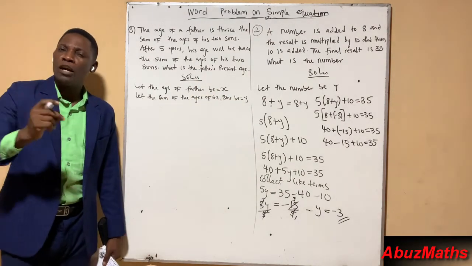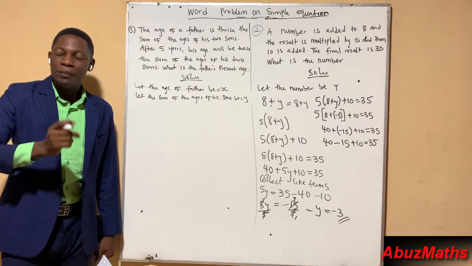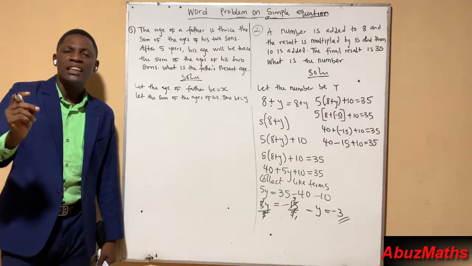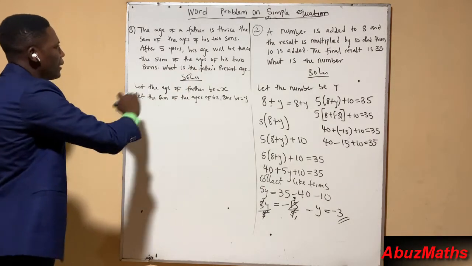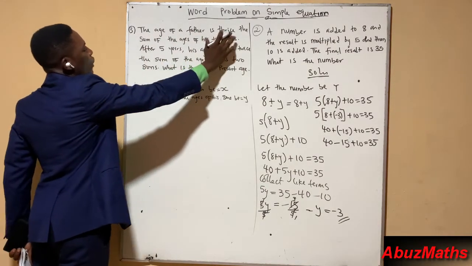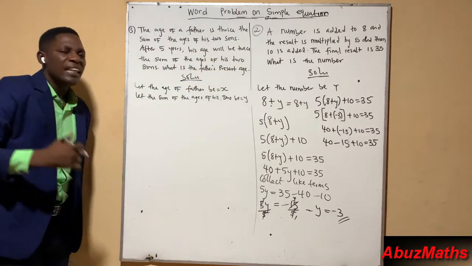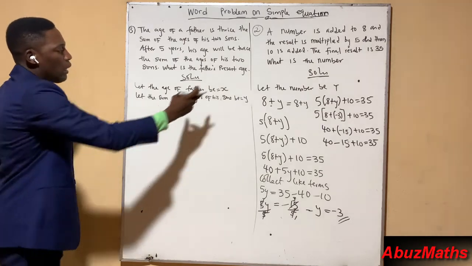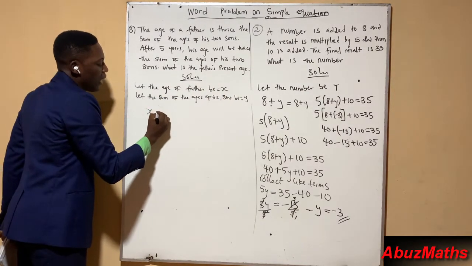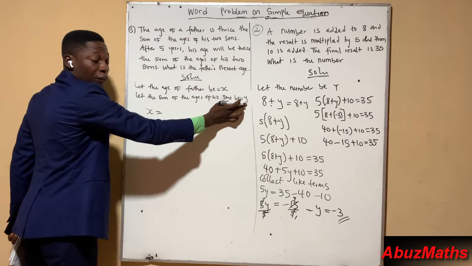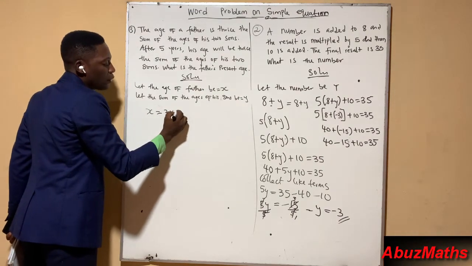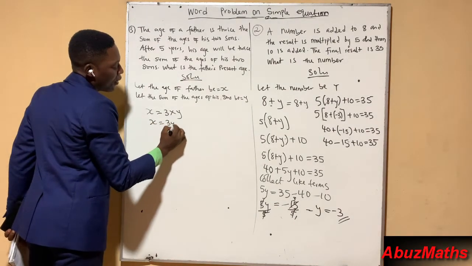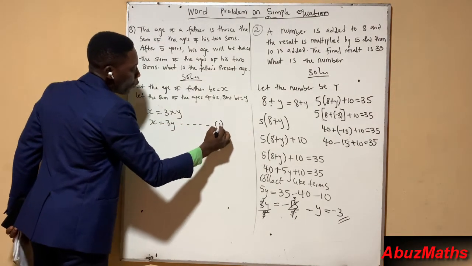Now once you have 2 variables to solve at the same time, your mind should be telling you you are looking at simultaneous equation or simultaneous linear equation. Now let's interpret this. The age of a father is thrice the sum of the ages of his 2 sons. That means his age is 3 times the sum of the ages of his 2 sons. We already know that his age is x, and the sum of the ages of the 2 sons is y. That means 3 times y, which is the same thing as x is equal to 3y. Now let's take this as equation 1.